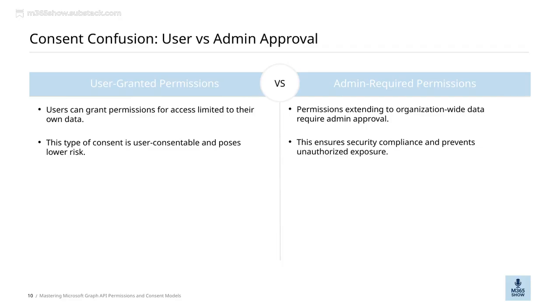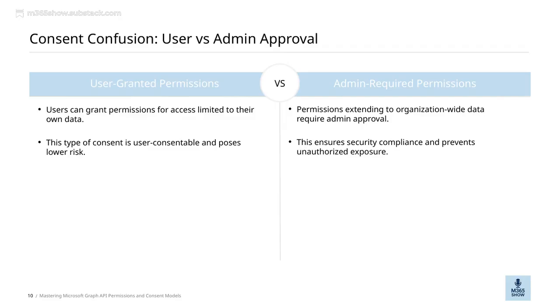Now, it's helpful to differentiate between admin-required permissions and user-granted permissions. Admin permissions tend to cover broader organizational data, and they need higher levels of approval to maintain security. User-granted permissions are more about individual consent and control, which makes them less risky, but still important to manage carefully.